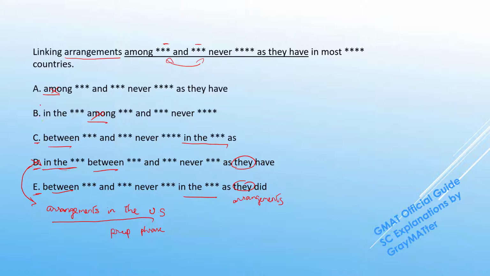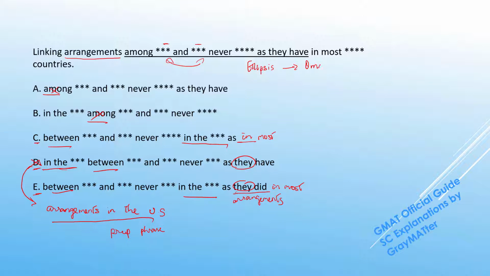D goes off. Now the main difference that can be caught between C and E is that E uses this pronoun and this verb, did, but C completely leaves that part out. So in C we have as in most countries, and in E we have as they did in most countries. Now we can understand that there is a comparative situation going on here. So when we see that this pronoun and verb has been left out in C, the immediate concept that must come to mind is the concept of ellipsis.